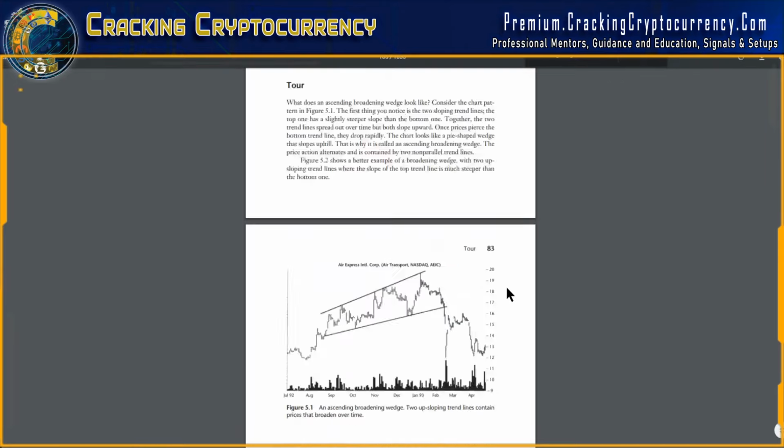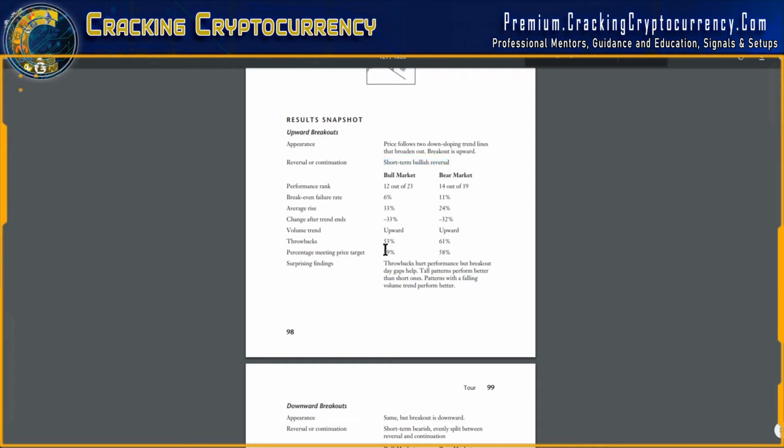Broadening wedges descending. Price follows two downsloping trend lines that broaden out. Breakout is upward. The short-term bullish reversal pattern meets its price target about 79% of the time, but has throwbacks 53% of the time.